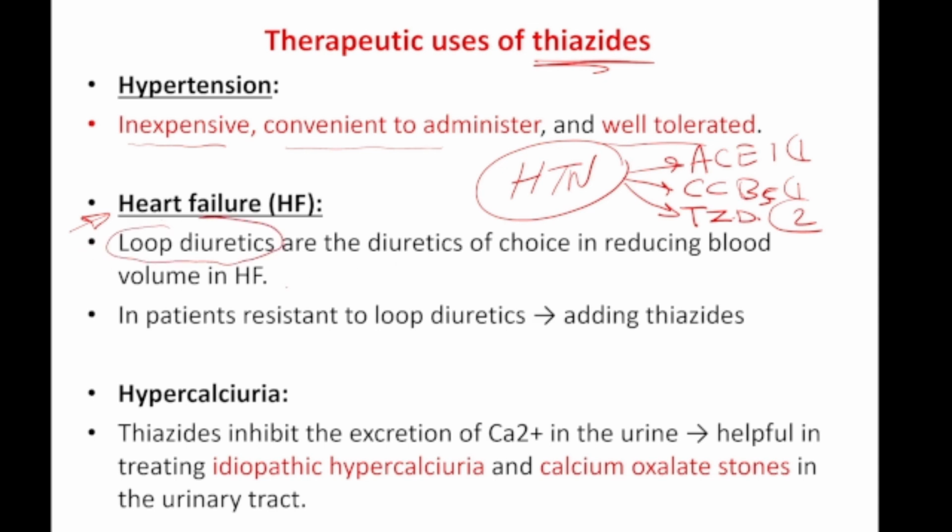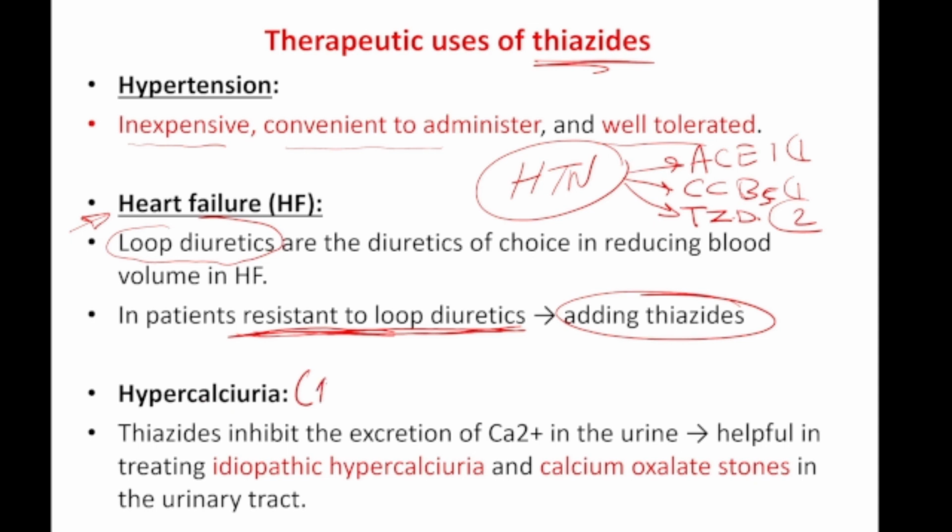So we can choose a loop diuretic, but if the patient resists the loop diuretic and there is not enough response, we can add thiazide. So the patient suffers from heart failure, but does not respond to the furosemide loop diuretic, we can add thiazide. If the patient demonstrates resistance towards the loop diuretic. This is number two. Number three, hypercalciuria.